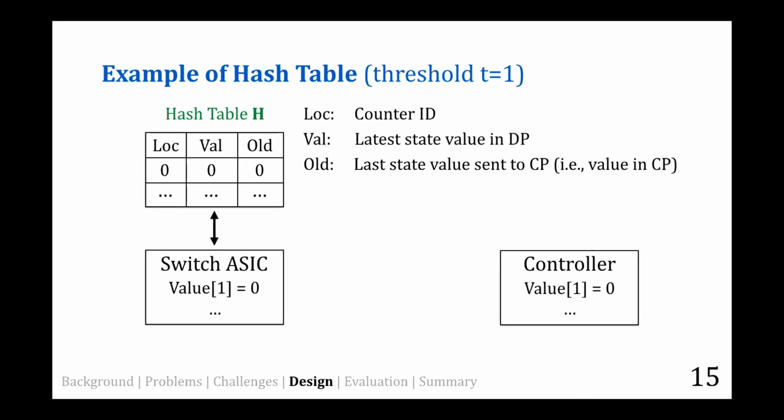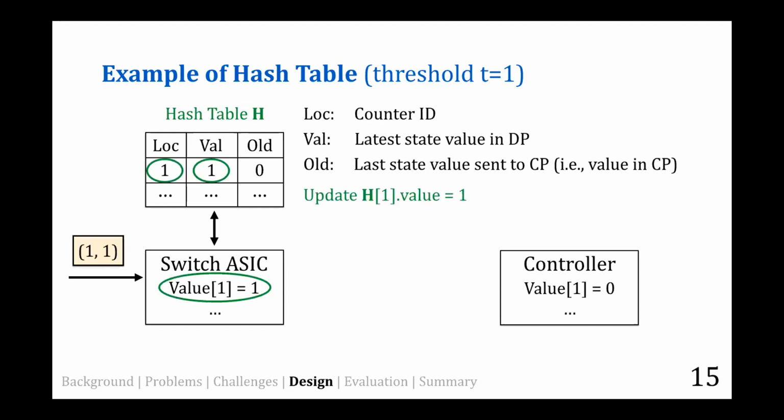Here, we give an example of the hash table. In this example, our goal is to synchronize value 1 between the two planes. In the data plane, we employ the hash table with several entries in the switch ASIC. Each entry of the hash table stores a specific state update to the counter values. Each entry has 3 properties. The first property, location, represents the counter identifier. The second property, value, equals the latest state value in the data plane. The third property, old, refers to the last state value synchronized to the control plane, which equals the state value in the control plane.